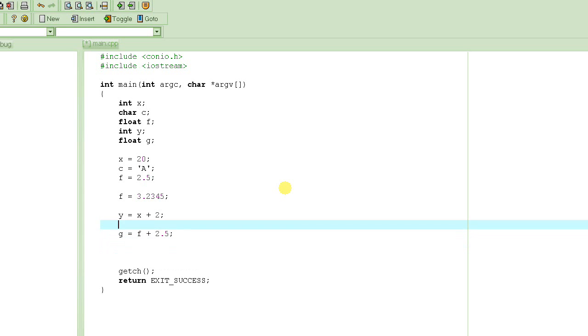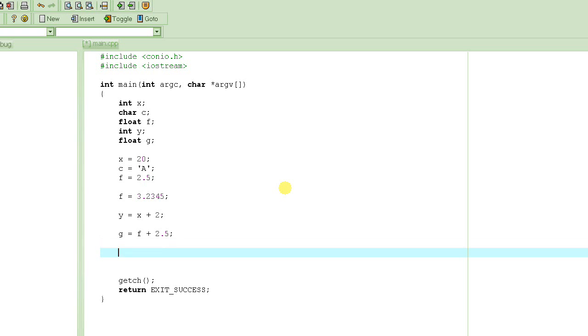You can actually operate on the characters also. You can actually add them together as well, but we are just going to ignore it for a little bit. Okay. Just like you can do addition by using the plus sign, you could do subtraction also. So you could do y is equal to x minus 2.